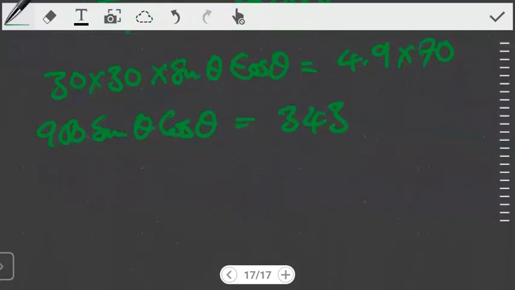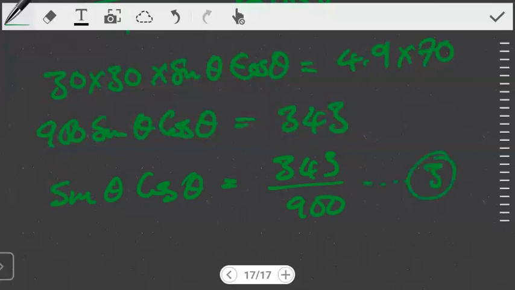At this point we can divide both sides by the coefficient on this side, and we're going to have sine theta cos theta is equal to 343 divided by 900. We can keep it like that anyway. Now we reach this point. We can keep this as our equation 3. Now, equation 3 is a little bit tricky. What we have is sine theta times cos theta equals 343 over 900.